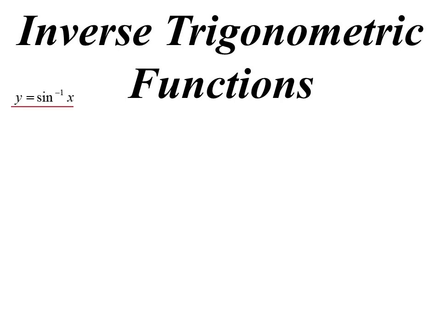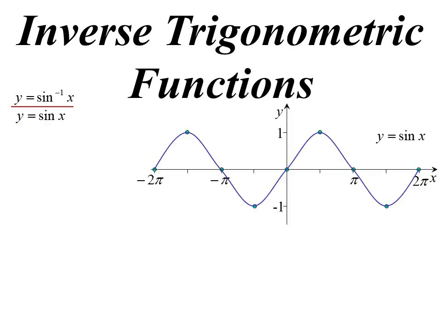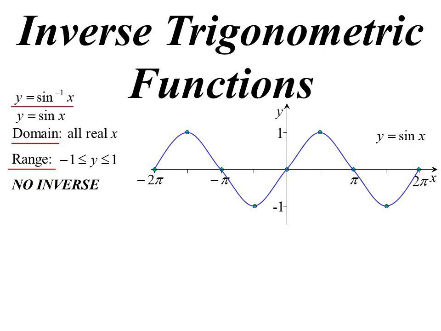So let's do sine first of all. Inverse sine of x comes from the basic curve of sine x. So let's draw that in. So there's y equals sine x. Now at this stage the domain is all real x, the range is -1 to 1, we know that. But it fails the horizontal line test, so it doesn't have an inverse.